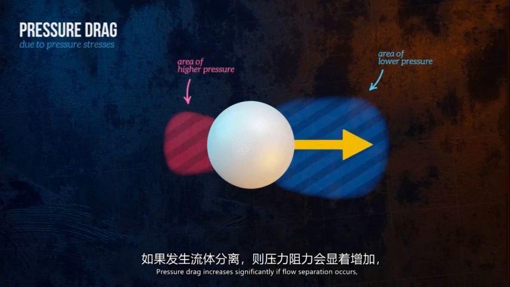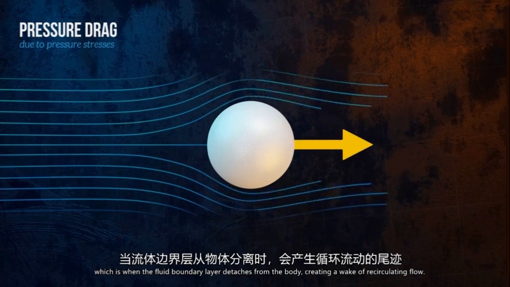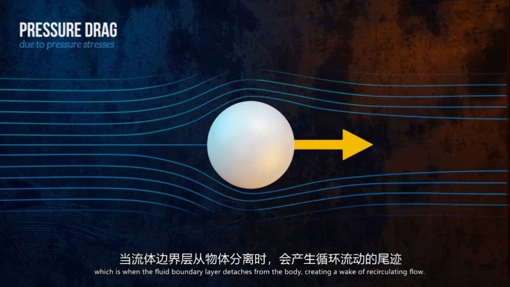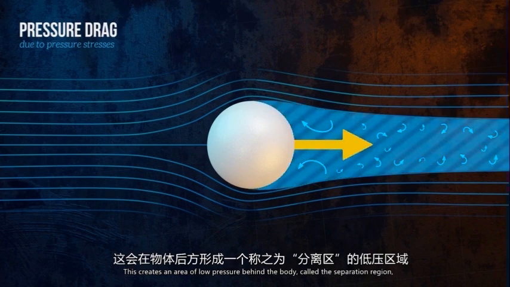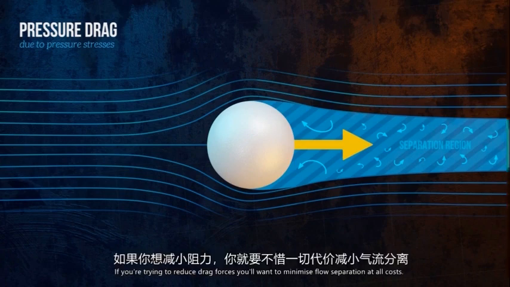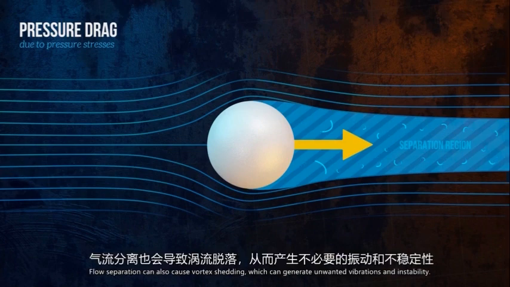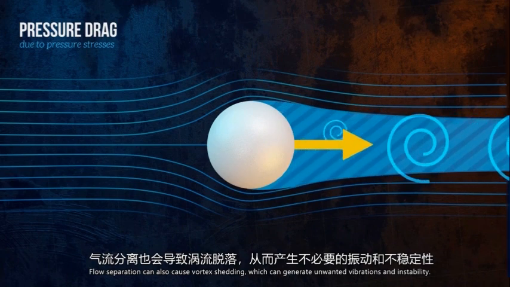Pressure drag increases significantly if flow separation occurs, which is when the fluid boundary layer detaches from the body, creating a wake of recirculating flow. This creates an area of low pressure behind the body, called the separation region, and results in a large drag force. If you're trying to reduce drag forces, you'll want to minimize flow separation at all costs. Flow separation can also cause vortex shedding, which can generate unwanted vibrations and instability.